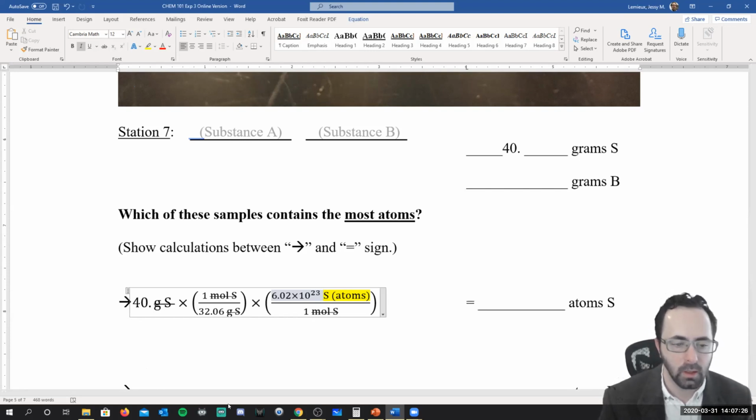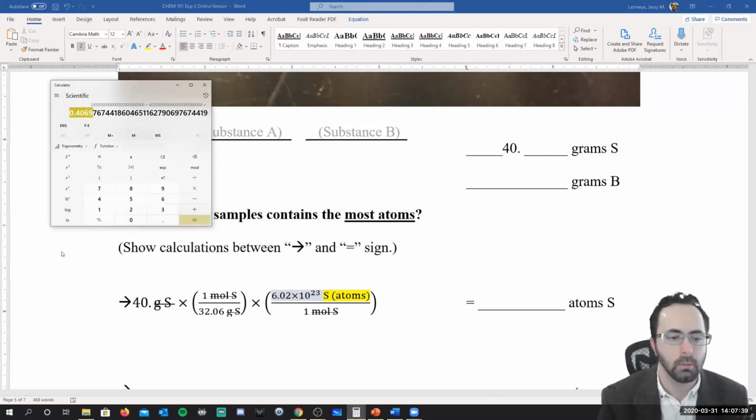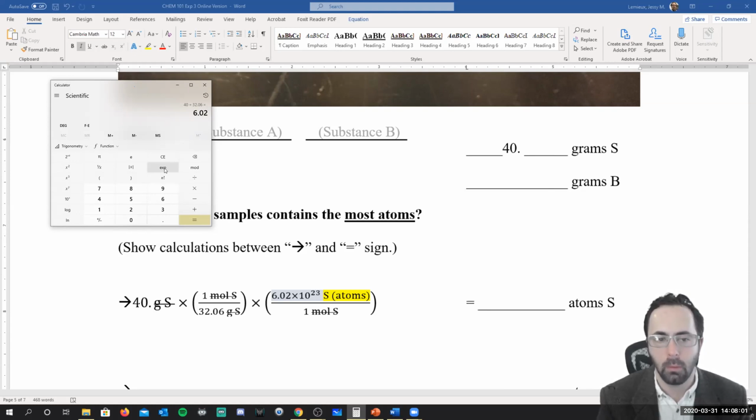Now we put this in our calculator. Remember, for everything on the top, press times before you enter it, and for everything on the bottom, press divide before you enter it. Bring up the calculator here. We're going to put 40, press divide, and then put 32.06. Then we're going to press times, since this number is on top, and put 6.02. Remember to use your EE. Don't press times 10 to the power. Press EE or EXP, 23.